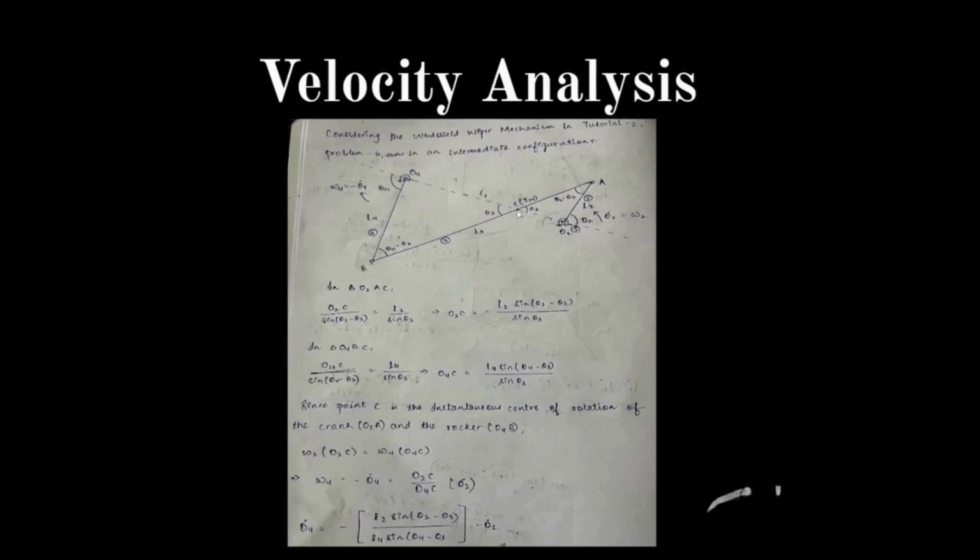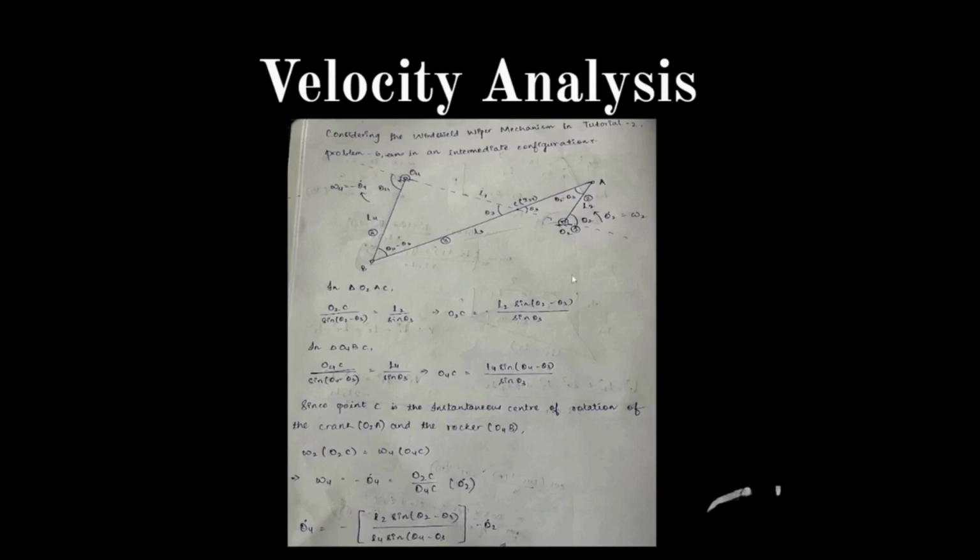Now since this point C is the IC of link 2 and link 4, we can write that the angular velocity of link 2 into O2C equals O4C into the angular velocity of link 4. This gives us the relation between the angular velocities of link 4 and link 2: theta 4 dot is equal to minus L2 sine of (theta 2 minus theta 3) divided by L4 sine of (theta 4 minus theta 3), into theta 2 dot.